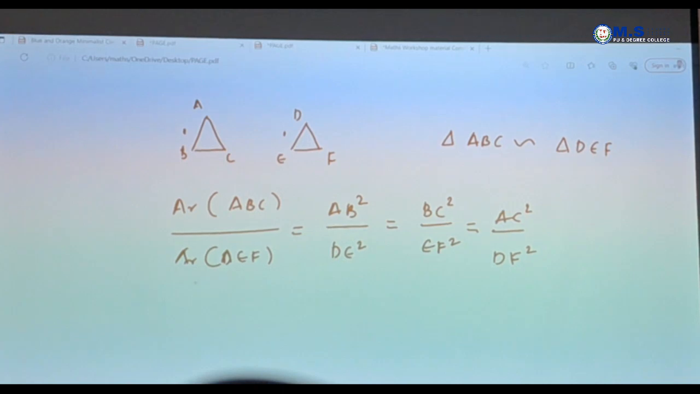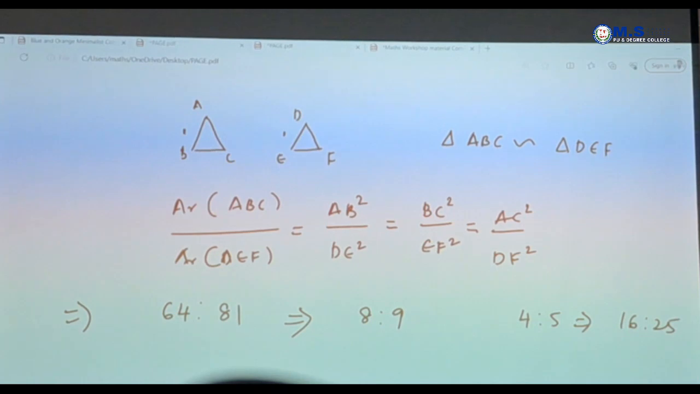In the question, if the areas are in the ratio 64:81, what will be the ratio of the corresponding sides? We just need to take the square root, it will be 8:9. Otherwise, in the examination, if the ratio of their sides is given, say 4:5, what will be the ratio of their areas? That is just squaring, 16:25. Got it?